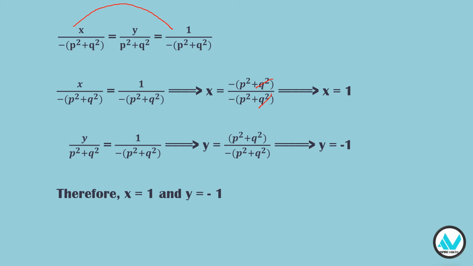Similarly, to find the value of y, I just need to equate these two. That is y by p square plus q square equal to 1 by minus of p square plus q square. So let me take the p square plus q square to the other side, so I can cancel. I'm left with y equal to -1. Therefore x equal to 1 and y equal to -1.